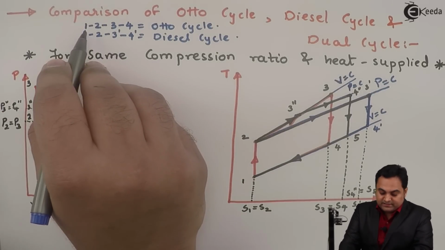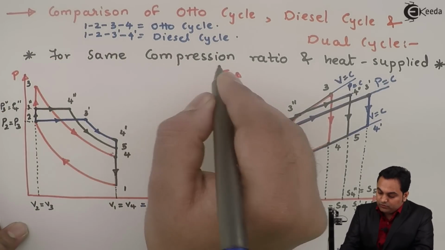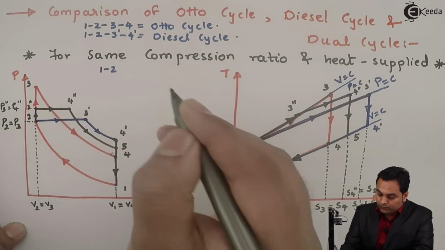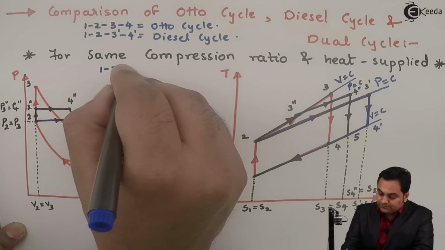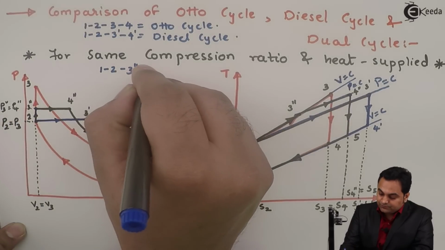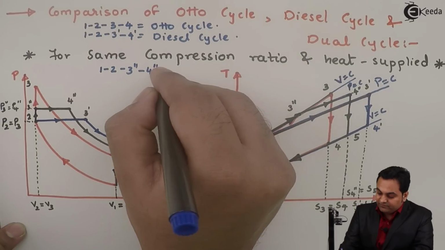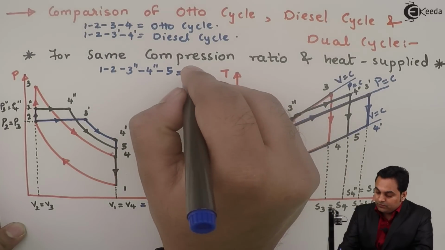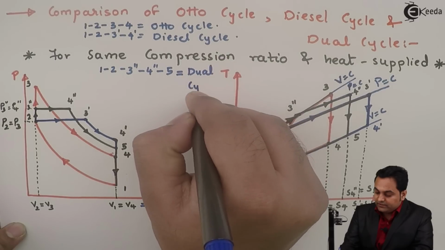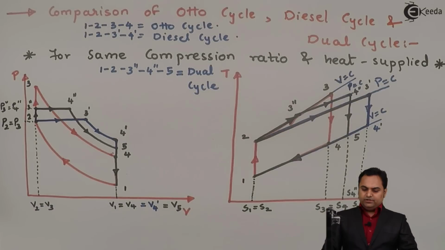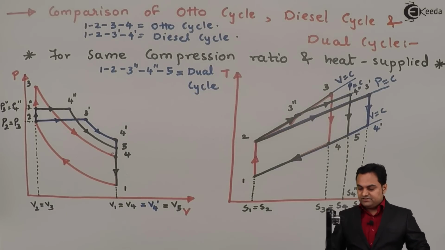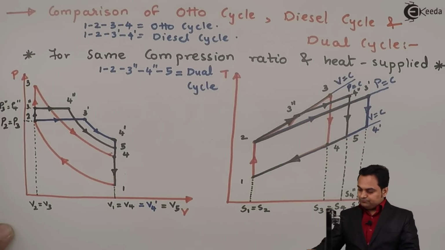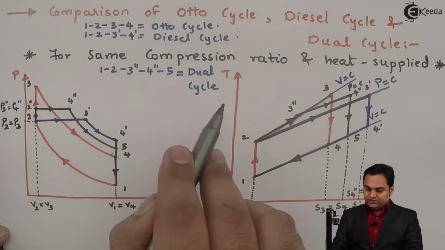So first of all, as I have written here, the last cycle will be dual cycle, that is from 1, 2, 3 double dash, 4 double dash, and then 5. This complete cycle represents dual cycle on PV and TS diagram. Here, as I have drawn the PV and TS diagram of 3 cycles superimposed on one another, and I have even given their notations.